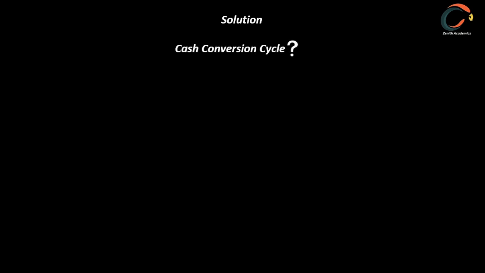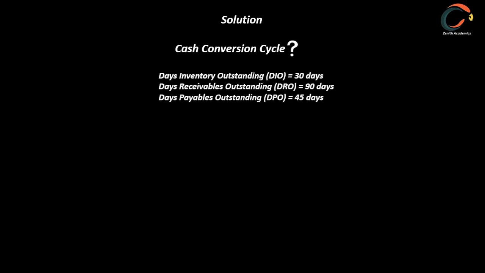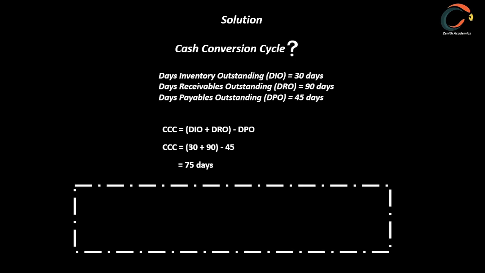As in the given example, the DIO is 30 days, the DRO is 90 days, the DPO is 45 days. Therefore, cash conversion cycle would be days inventory outstanding plus days receivables outstanding minus days payables outstanding, which is equal to 30 days plus 90 days minus 45 days, which comes to 75 days. So the net working capital is $1,250,000 in the company, which is available for 75 days.